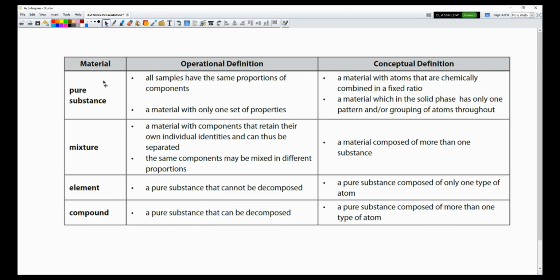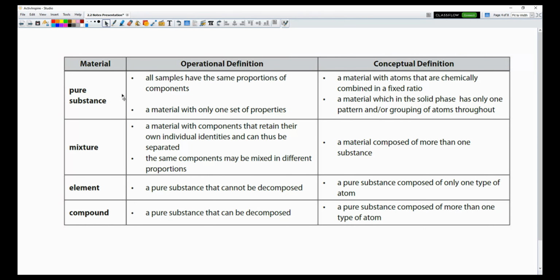Okay, and so here we have a table where we have the operational definitions and conceptual definitions. Now, the difference in these 2 definitions is an operational definition is a type of definition that we'd use. It's unofficial. We would use it in everyday goings-on. And then the conceptual definition is like an official definition of something. All right, so we have pure substances, mixtures, elements, and compounds. So go ahead and write this table down with all this information.